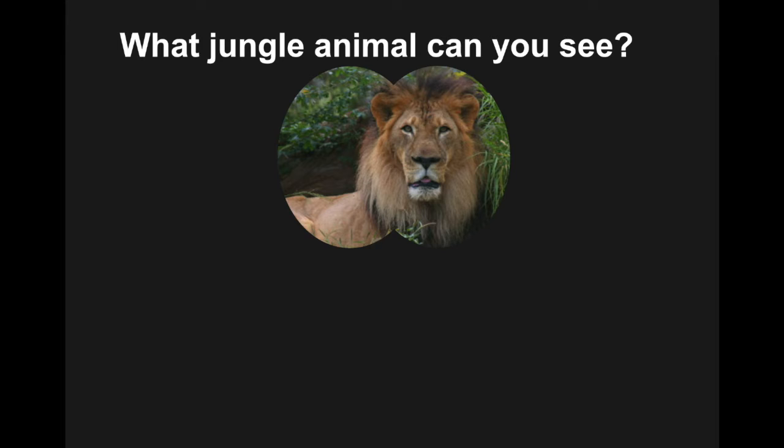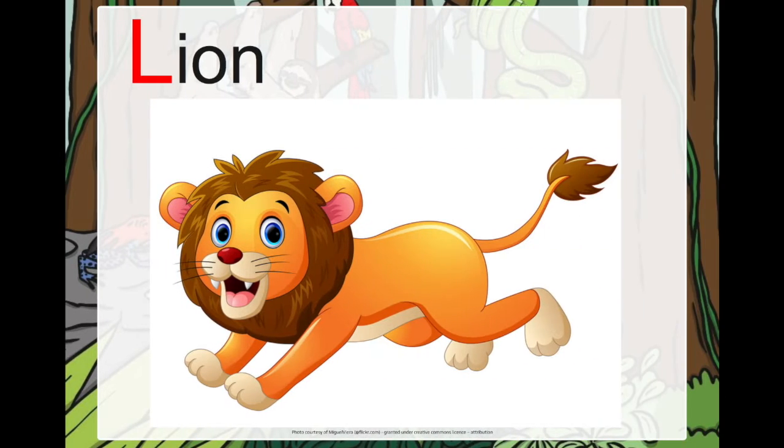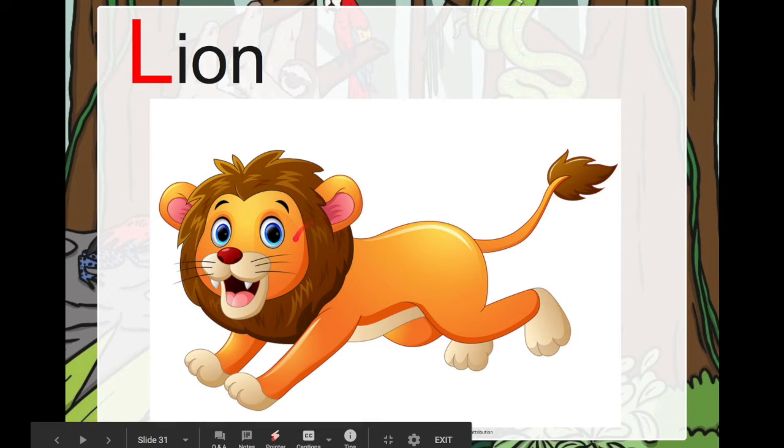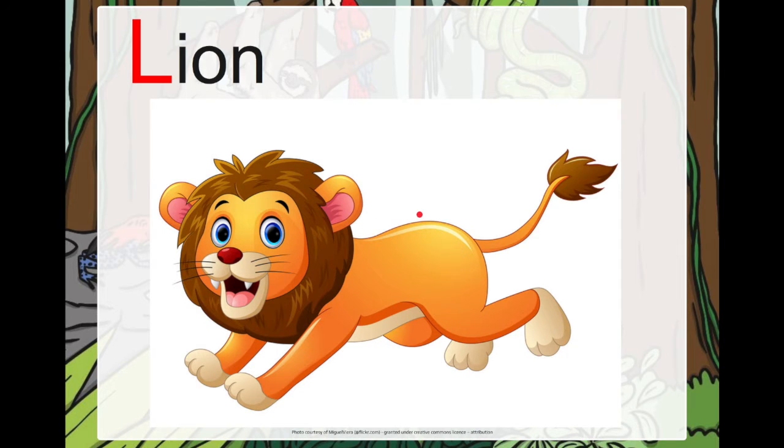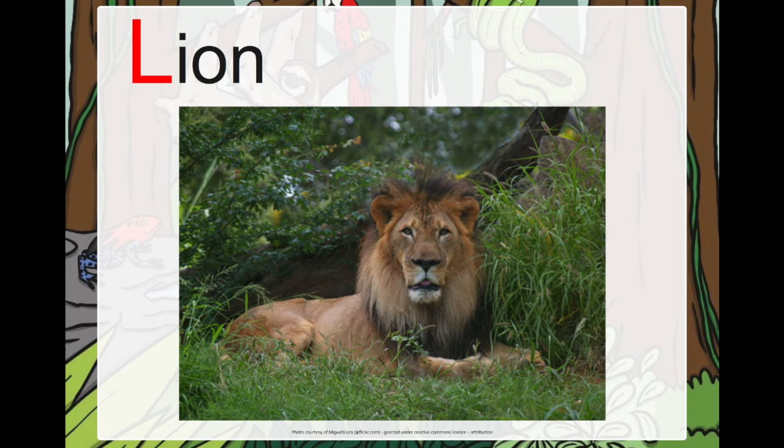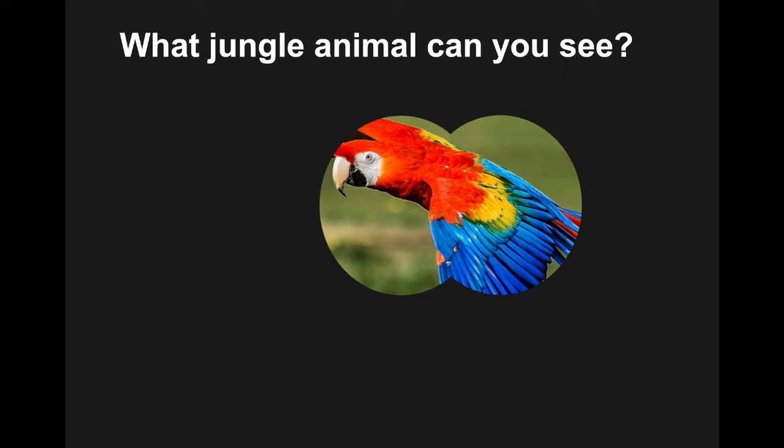What animal is this? Roar. A lion. That's good. And a lion starts with an L. Lion. This is a cartoon lion. But it looks like a baby lion, doesn't it? A baby lion is called a cub. And this is a lion in real life. They're very, very big.